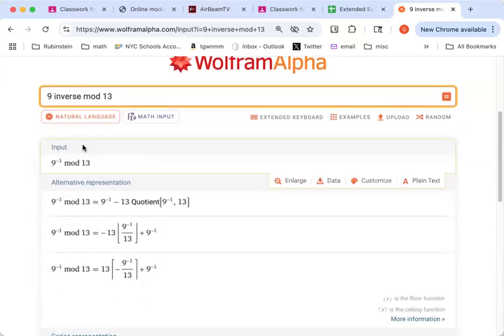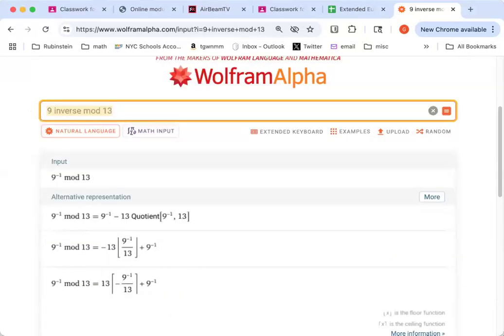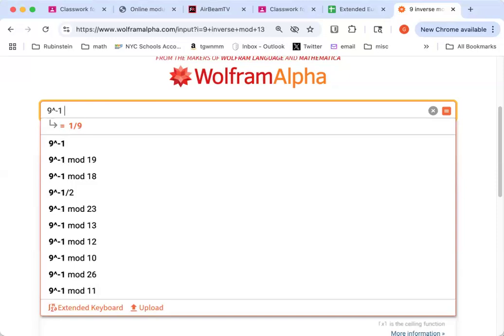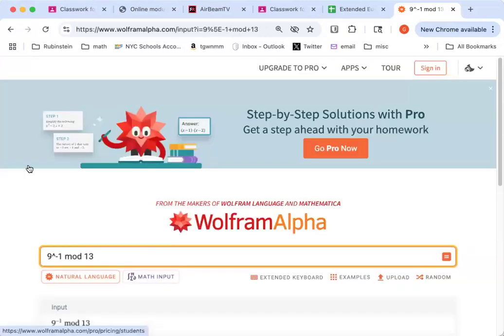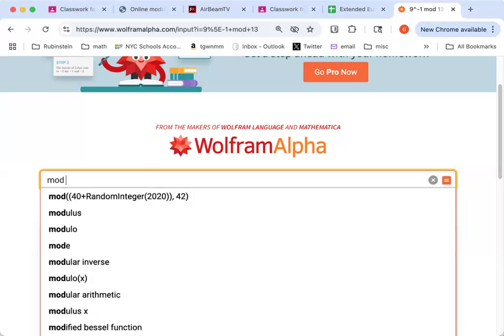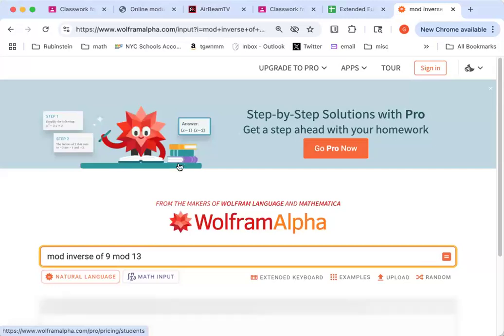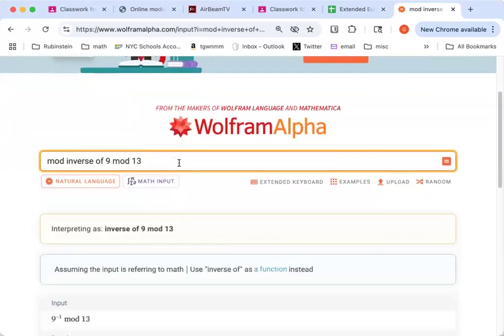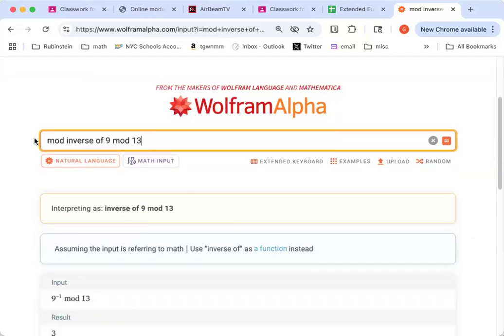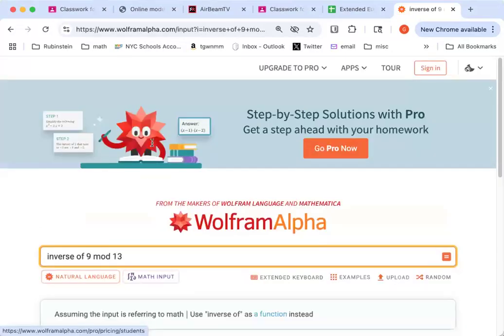See? It's not saying the answer. What if I say 9 to the negative 1 power mod 13? That does it pretty nicely. So there's different things you could type where it will know inverse. Here's what they want: inverse of 9 mod 13. So that's the words you would write. Inverse of 9 mod 13 says 3.